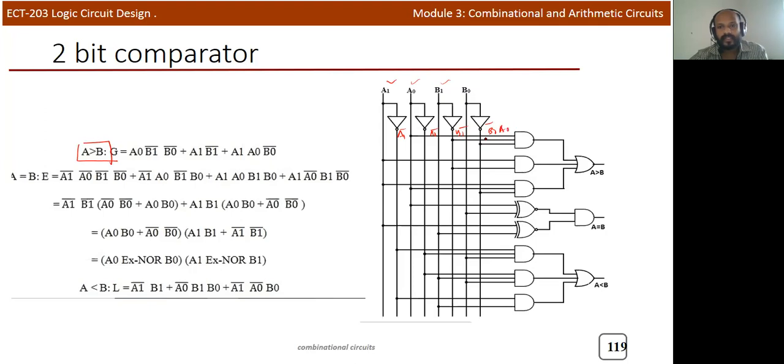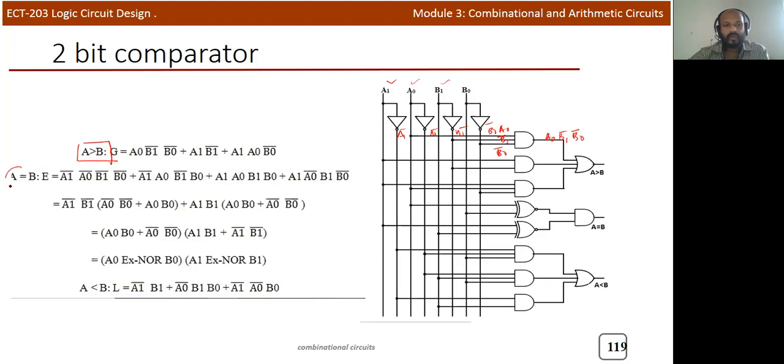Then the second term is B1 bar. So this is B1 bar, and the third term is B0 bar. So here you can write A0, B1 bar, and B0 bar. Similarly, you can check the second one also, and finally all these values are connected to an OR gate. Okay, so this is a circuit diagram.